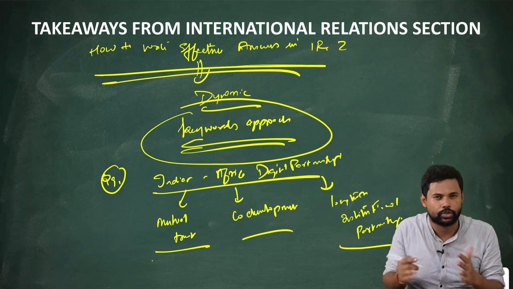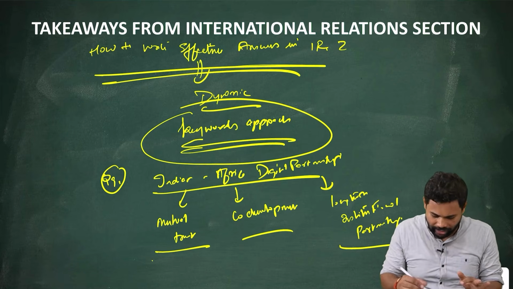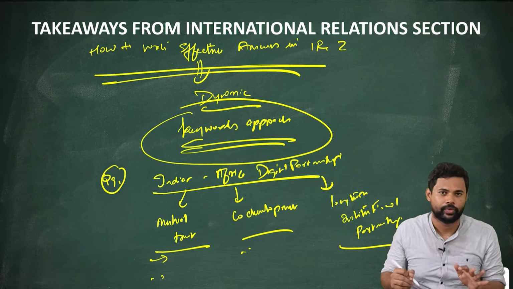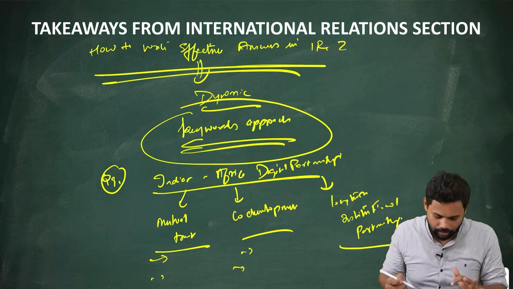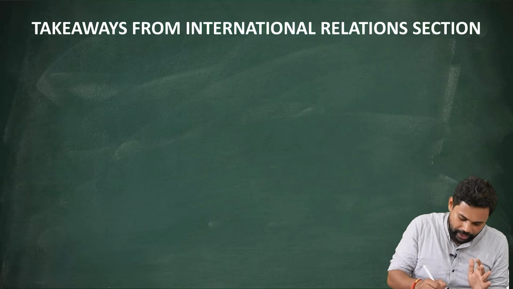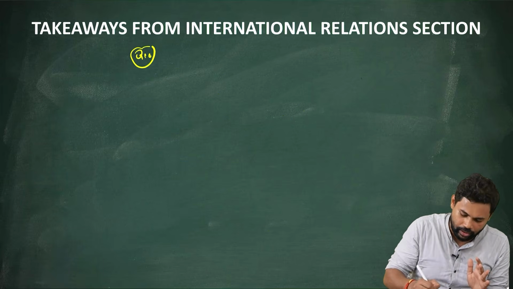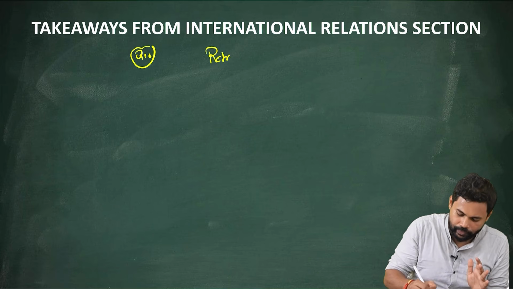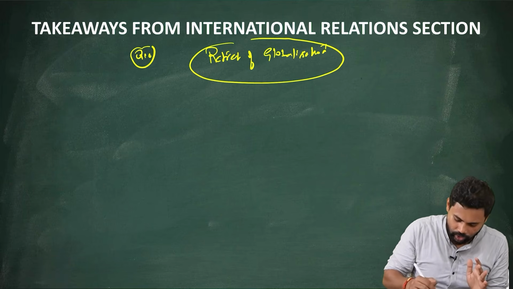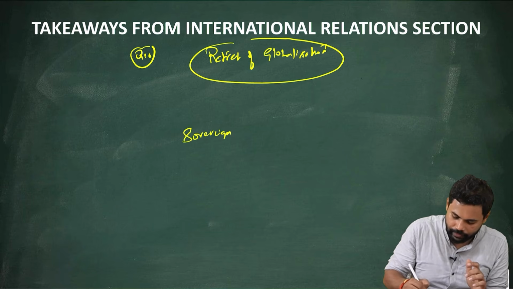They have only given this, so there is nothing that you have to make up. You just have to elaborate on this and go. This we will do when we are discussing the model answers. The second question, question number 10. They're asking, why is there a retreat of globalization? This is one part. The second part, they're trying to ask, why is there a rise of sovereign nationalism?